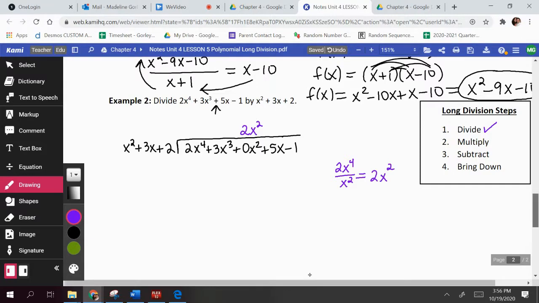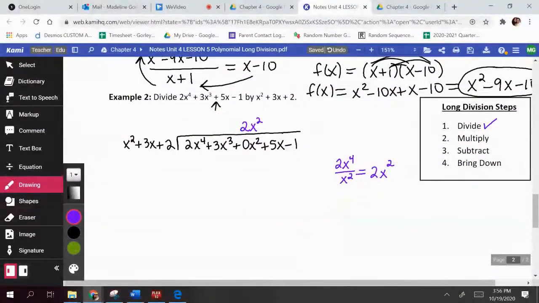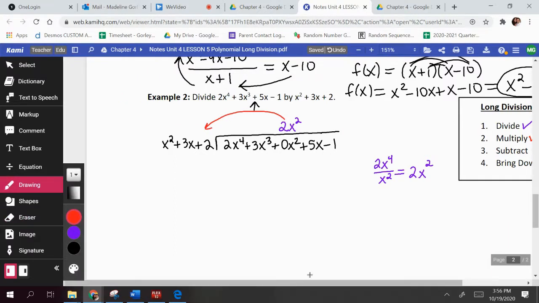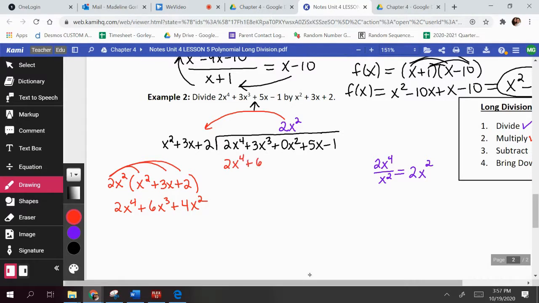Then I multiply. Multiply, we'll do that in red, just like what we did in the last step. So I'm going to multiply this by my entire divisor. It all gets multiplied. So I'd have 2x squared times x squared plus 3x plus 2. That's going to be 2x to the 4th plus 6x cubed plus 4x squared. Write that down here: 2x to the 4th plus 6x cubed plus 4x squared.